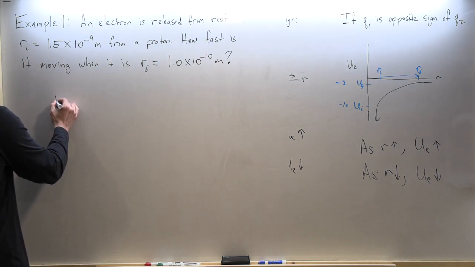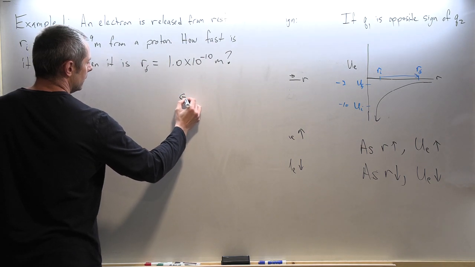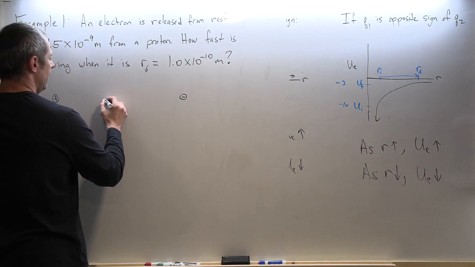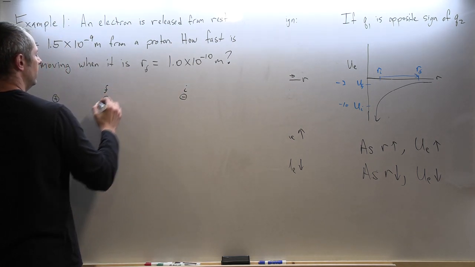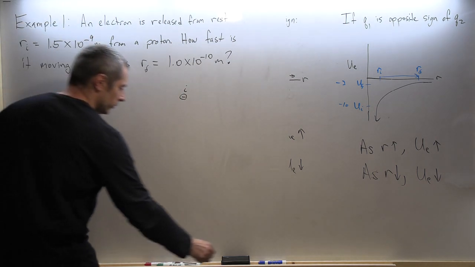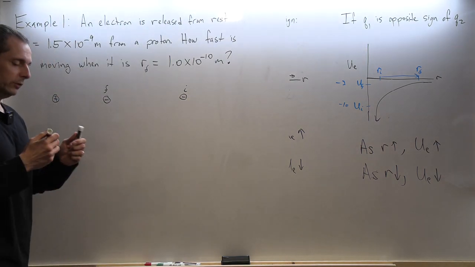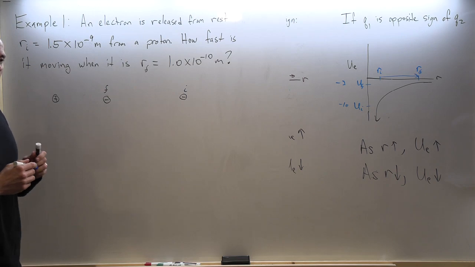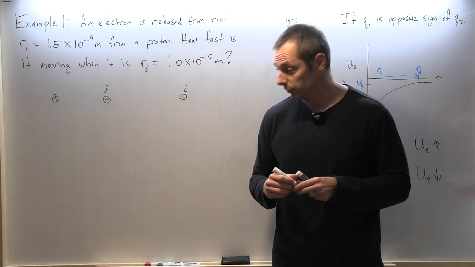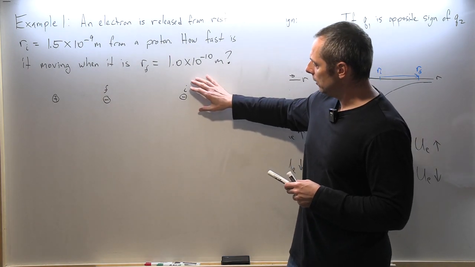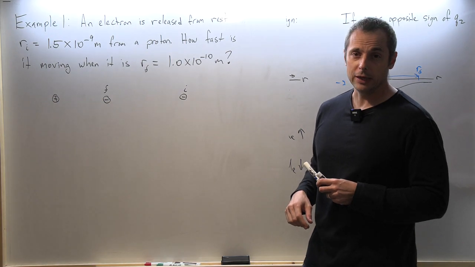So here's the proton, and the electron is right here initially, and then it's right here at the final position. So this is the initial and the final. To solve this, we follow the same process we used in mechanics when solving energy conservation problems. We ask ourselves, what are all the kinds of energy that the electron has in the beginning?